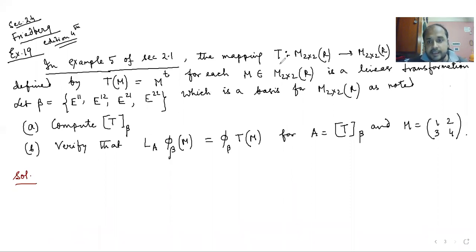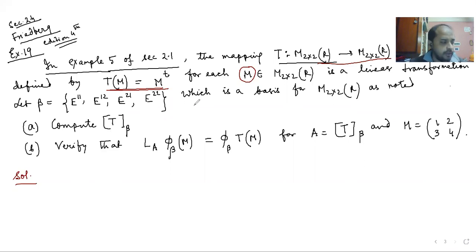Now you see that this linear transformation is given in front of you, and this is the vector space of all 2 by 2 matrices. We are choosing an element M from this vector space, and the transformation is defined in the following manner. If T is applied on the matrix, we have to consider its transpose. So we have to write the matrix representation of this linear transformation.